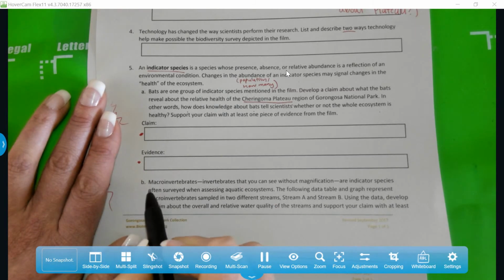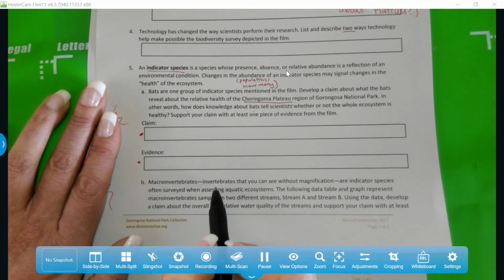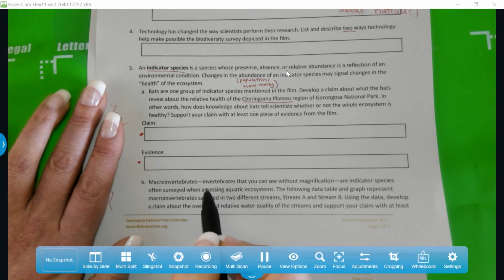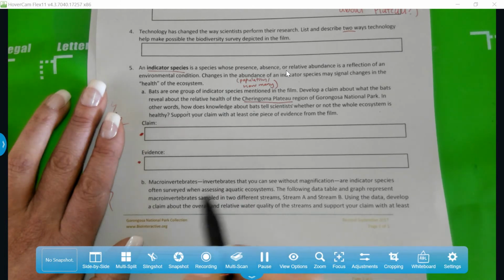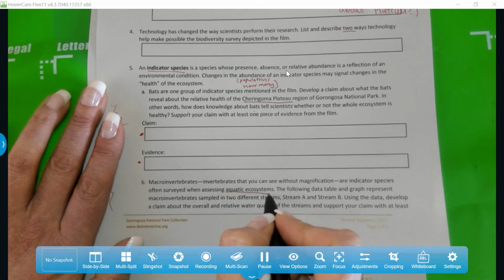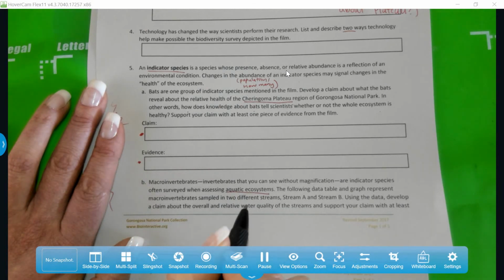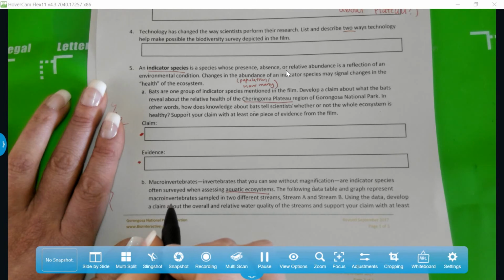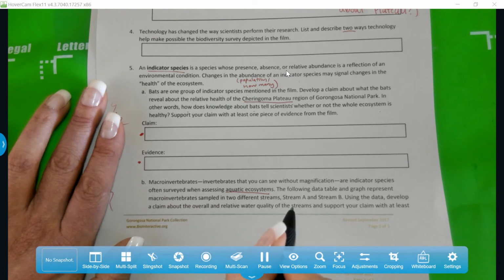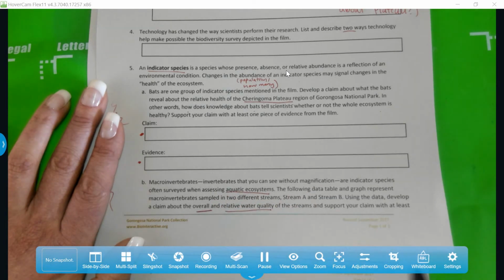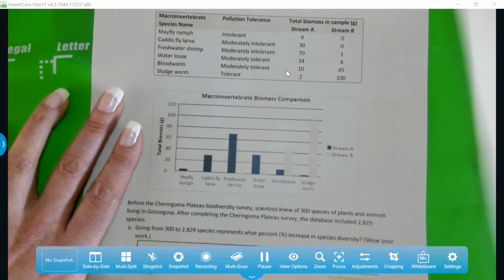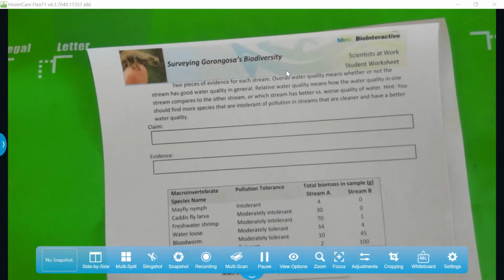And then down here, it's talking about macroinvertebrates. So those are things like slugs is one, something that does not have a back, big bugs that you can see with your eyes. Invertebrates you can see without magnification are indicator species in water ecosystems. And the data table and graph on the next page represent macroinvertebrates sampled in 2 different streams, A and B. Using that data, you're going to develop a claim about the overall and relative water quality of the streams and support your claim with at least 2 pieces of evidence for each stream.